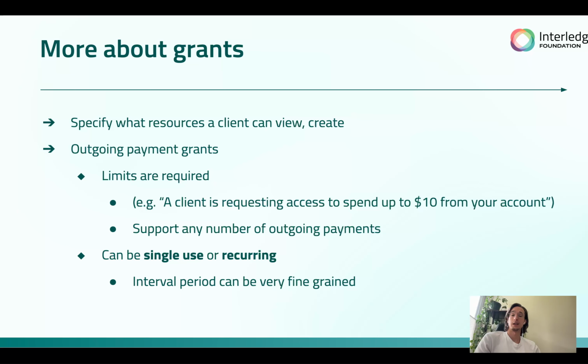And it can be single use or recurring. So for example, maybe I want to make a one-time purchase on a website and I will approve, and the client will spend the grant once to make that payment. Or maybe I'm allowing a client to have a recurring grant such that they can spend funds out of my account in a monthly subscription, for example. And this interval period can be very fine-grained, from month to year, or as low as a minute, second. So it's very fine-grained.